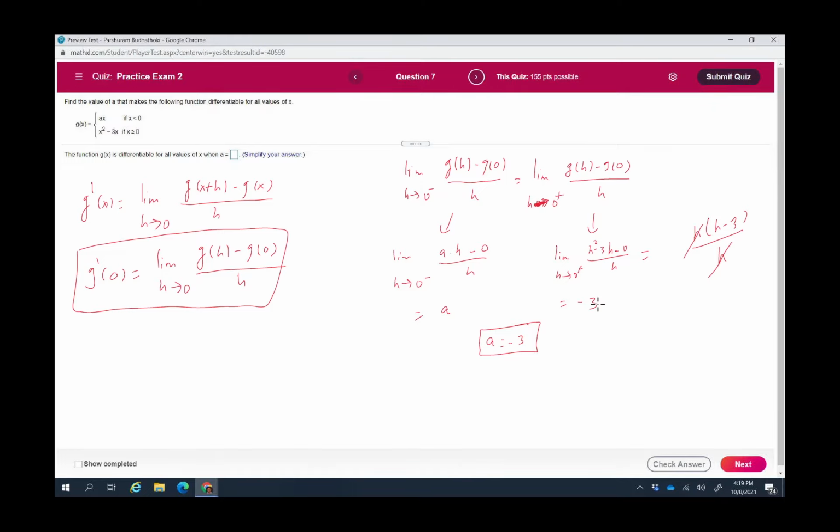So the function g of x would be differentiable if this limit from the left side and this limit from the right side are equal. As you can see, the left hand limit is a and the right hand limit is negative 3. So the value of a should be negative 3 for this function g of x to be differentiable. Okay, so the value of a is negative 3.